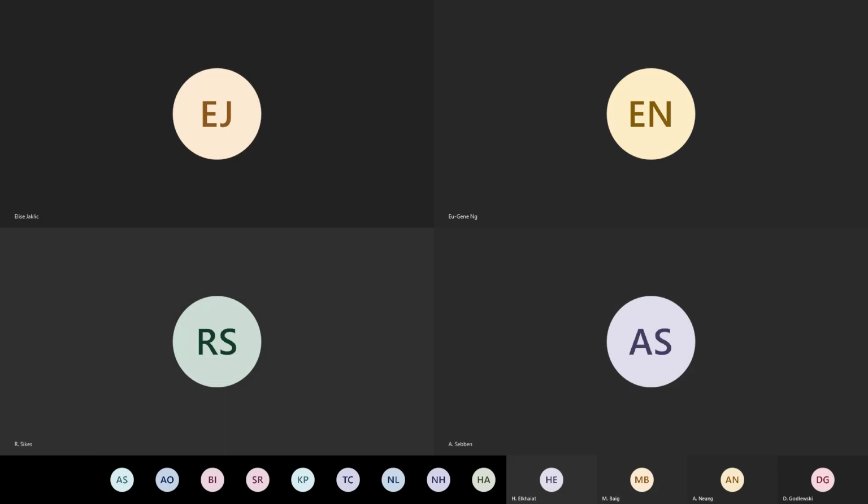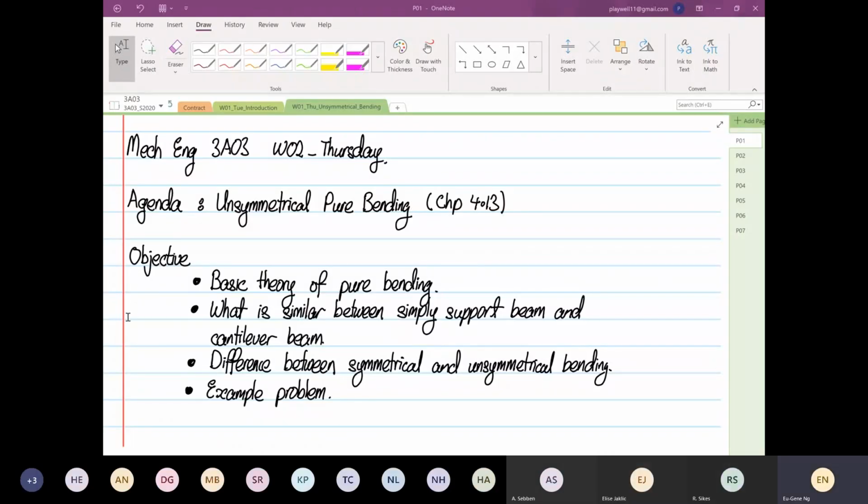Right. So this is week 1. Oh, this is still week 1. So this is our week 1, Thursday. So the agenda is on unsymmetric pure bending.